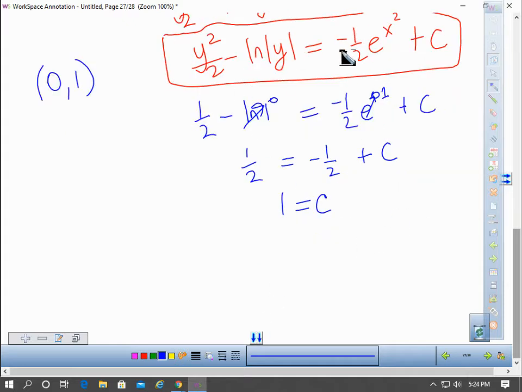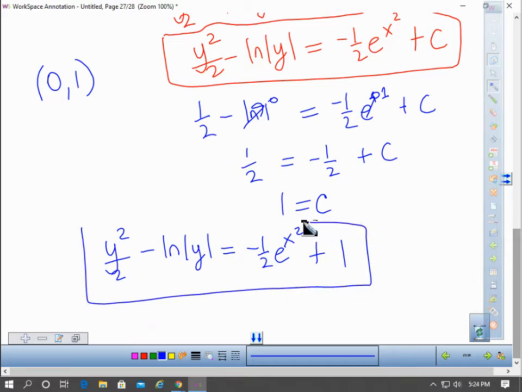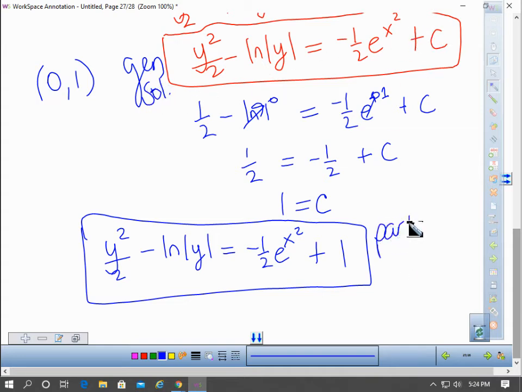So that means now our particular solution is y squared over 2 minus the natural log of y equals negative 1/2 e to the x squared plus our c, and we found our c to be 1. So here is our particular solution. So remember, this was the general solution where you still have your plus c in there. And this is our particular solution that goes through the point 0, 1. So when you plug a 0 in here and a 1 in for the y's, it makes a true statement.